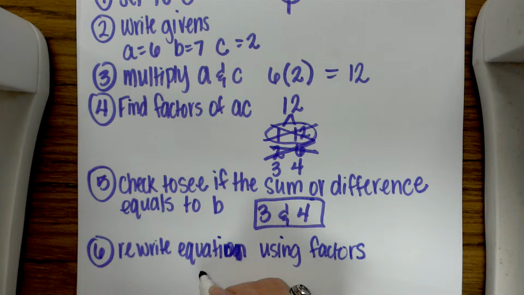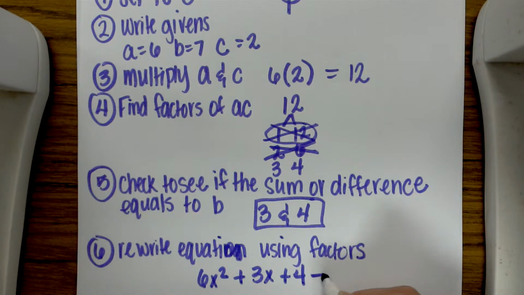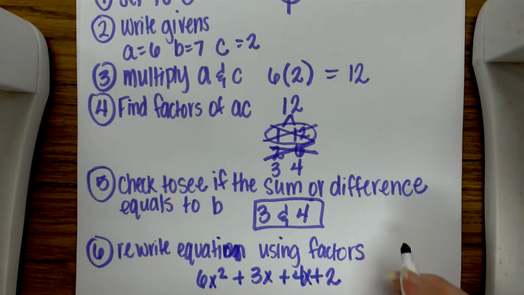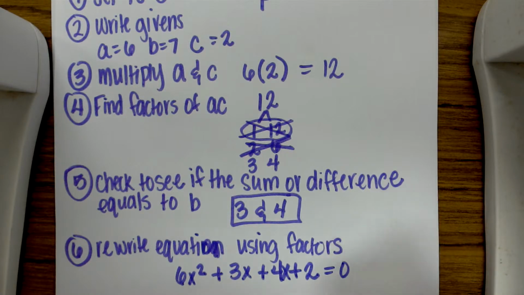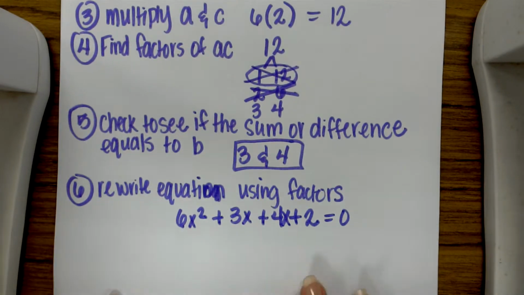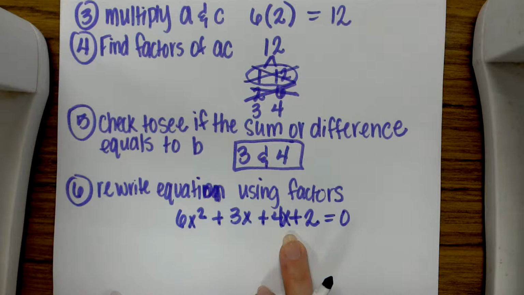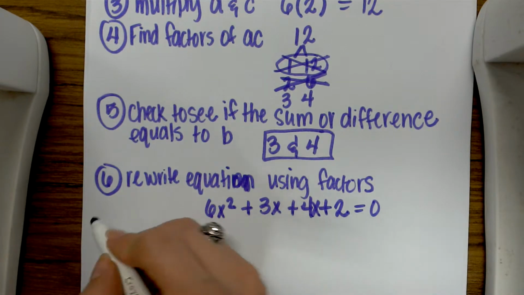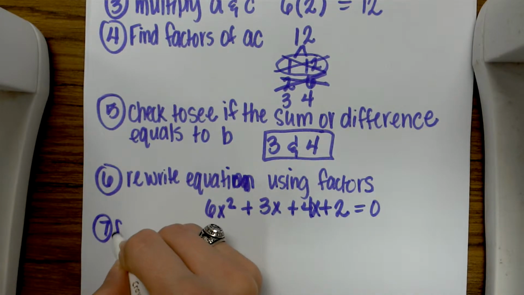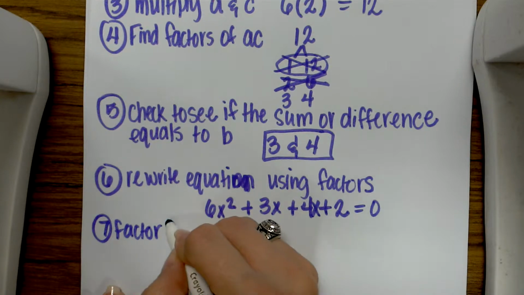So my equation is going to be 6x squared plus 3x plus 4x, sorry, plus 2 is equal to 0. So if I were to add 3x and I were to add 4x together, I would get 7x. So the only thing that has changed is that I separated my 7x into 2 pieces. So my 7th step is to factor by grouping.